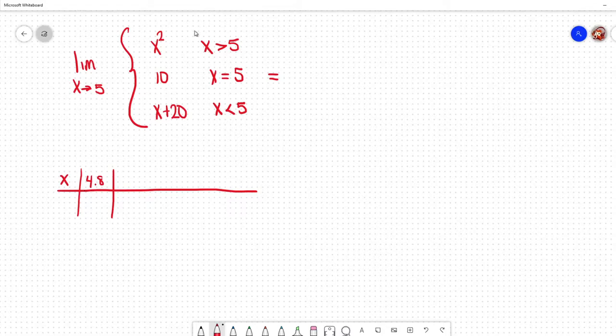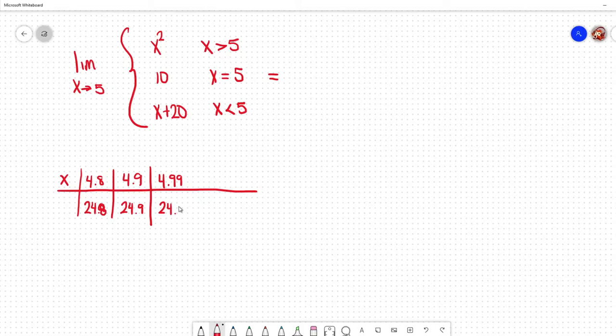According to our piecewise function, since we are plugging in a number less than 5, we're on this function right here. So plugging in 4.8 would yield an answer of 24.8. Then if I get closer, 4.9 would yield an answer of 24.9. And as I keep getting infinitely closer, again, I never am going to plug in 5 itself. I'm going to keep getting closer and closer to 5.